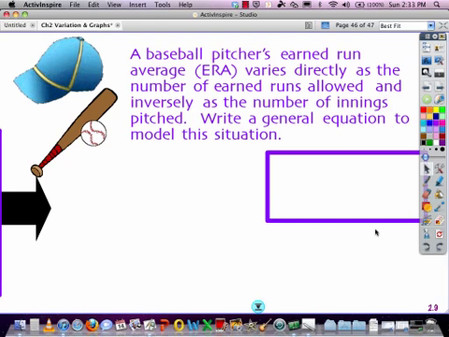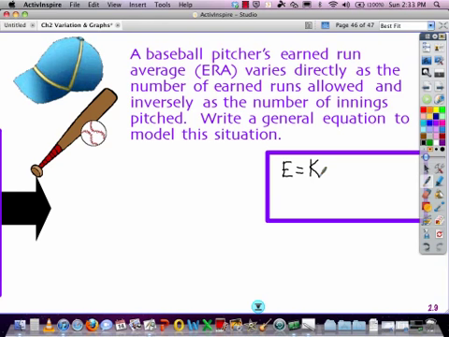Okay, so if we go with it, and they didn't tell us variables like normally, I'm going to stick with trying to use variables that represent the situation. So in this one, if I would go with a baseball pitcher's earned run average, I'm not going to use ERA, but I am going to use the E, because ERA sort of looks like it might be three variables. So E, his earned run average, varies. So there's my equals. Directly, I know I'm going to have a constant, so put that in. Now it's directly, so it's all multiplication at this point.